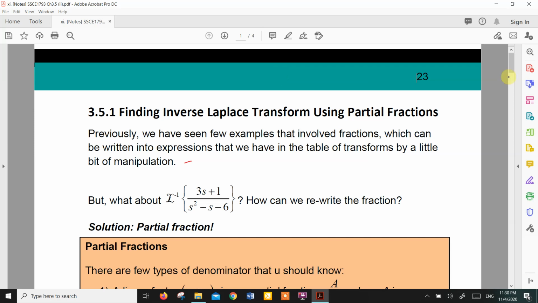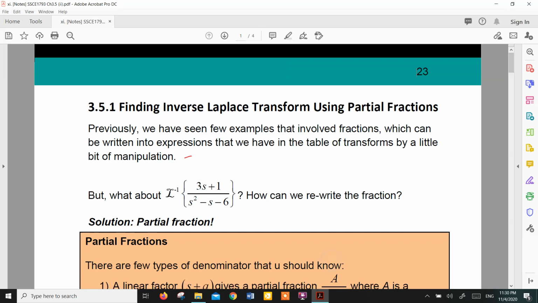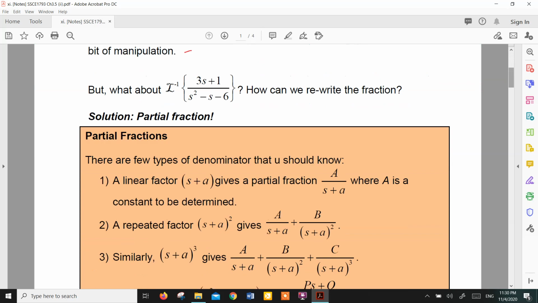What if you have this kind of function, 3s plus 1 over s square minus s minus 6? How can we rewrite the fraction? You cannot solve it as usual like in the previous video. You have to do some calculation for the denominator, because at the denominator we have a quadratic function, right? We have s square minus s minus 6. So to solve this one, you have to use partial fraction.